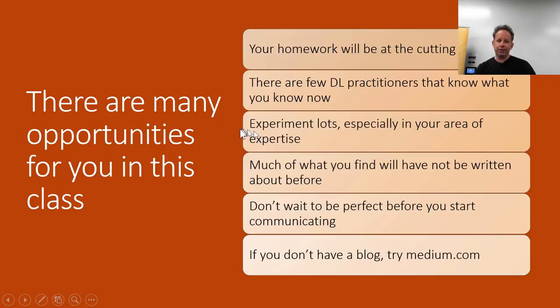So when I say here to experiment in your area of expertise, one of the things we particularly look for in this class is to bring in people who are pretty good at something else. Pretty good at meteorology, or pretty good at de novo drug design, or pretty good at goat dairy farming, or whatever. These are all examples of people we've had in the class.